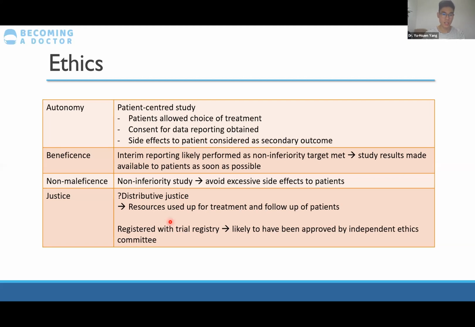The other thing is that a strength of the study is that because it was registered with a trial number, it's likely to have been approved by an independent ethics committee, probably from the MRC or Cancer Research UK or whatever. I think it's likely to have been quite ethical to begin with. Does that all make sense so far?